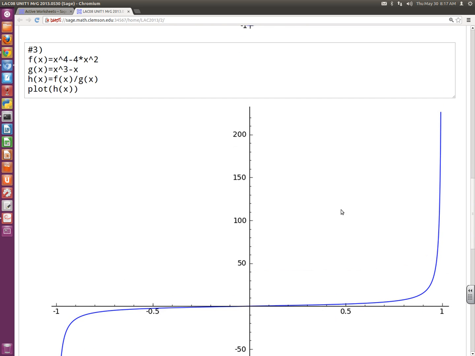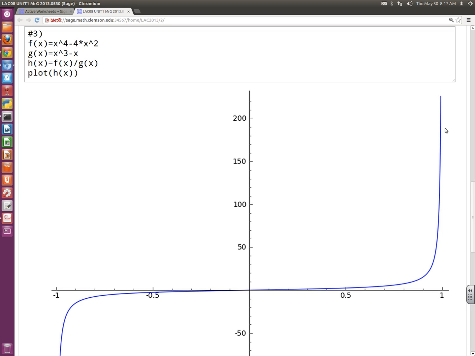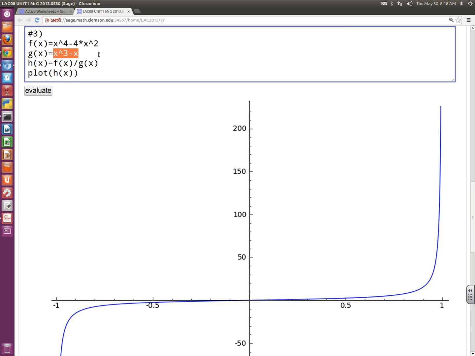All right, so what do you notice in this graph? At x equals 1, what's going on? A vertical asymptote. Why? How do you usually find vertical asymptotes? The zeros of the denominator, right? Where it's undefined, where g is 0. When is g 0? Can you factorize? Factor out x, and then you get x squared minus 1. Factor that as x plus 1, x minus 1. So you have a 0 at 0, a 0 at 1, a 0 at negative 1.